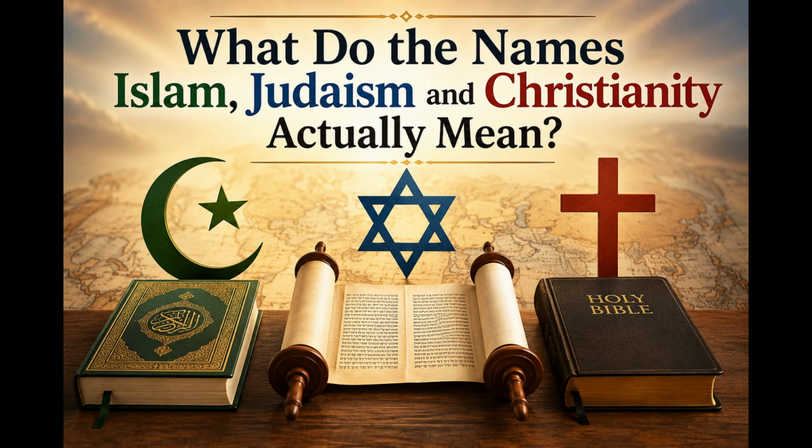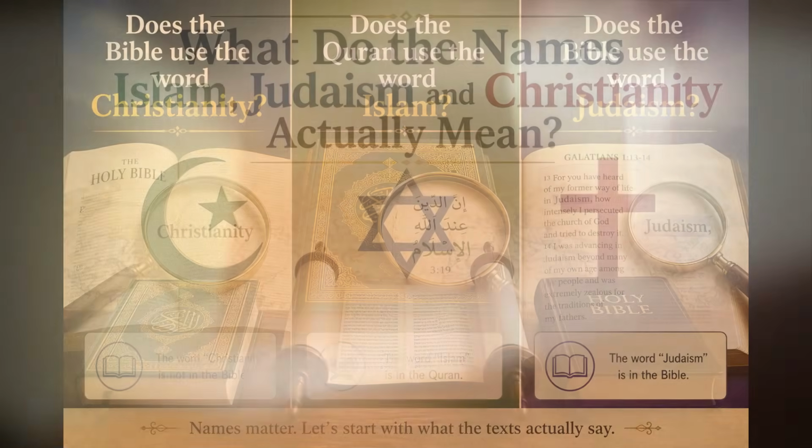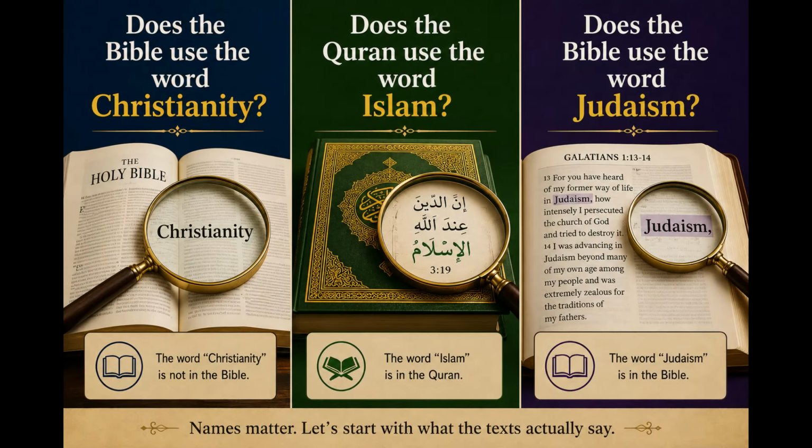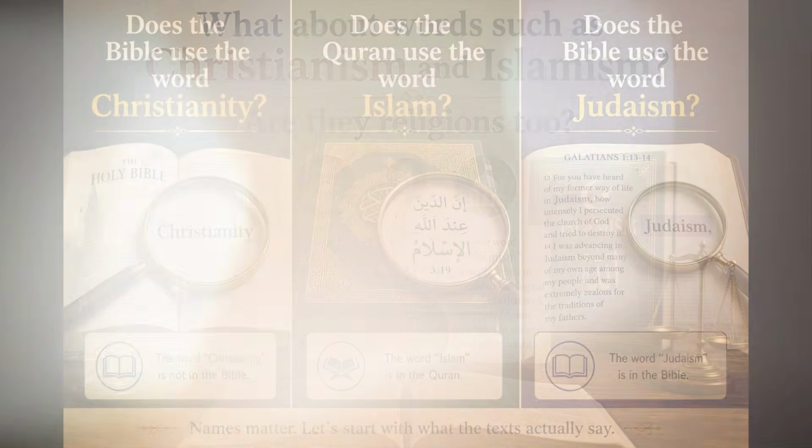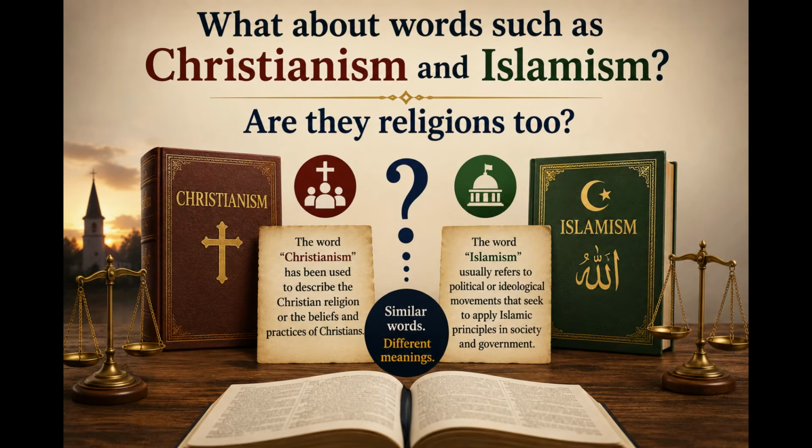We commonly speak about 3 major monotheistic religions: Judaism, Christianity, Islam. But have you ever stopped to ask where these names came from? Are these actually the names used in their scriptures? Does the Bible use the word Christianity? Does the Quran use the word Islam? Does the Bible use the word Judaism? And what about words such as Christianism and Islamism? Are they religions too? If we are going to compare Islam and Christianity by starting with the texts rather than later tradition, then this seems like an appropriate place to begin.